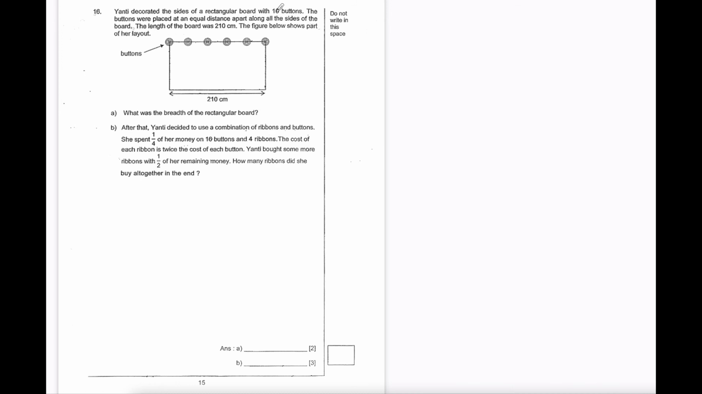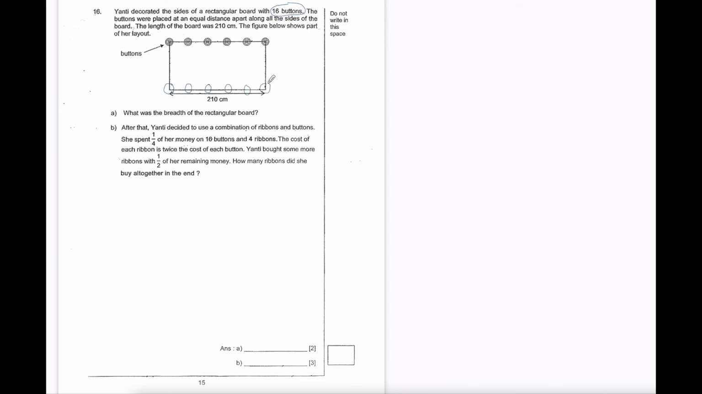So how many buttons did Yanti use? Okay, it's a female. So how many buttons did she use? She used 16 buttons, correct? And there are 6 buttons. So I'm going to draw 6 here also because their lengths, they're the same thing.